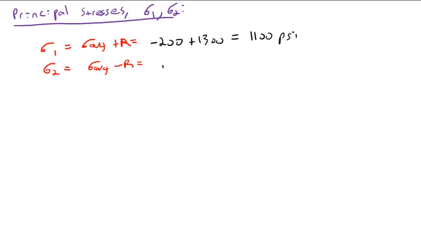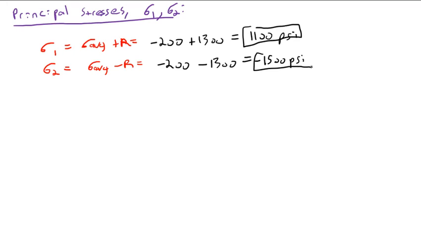And this is negative 200 minus 1300, which equals negative 1500 psi. And these will be our principal stresses. In other words, this will be our maximum. The 1100 psi will be the maximum normal stress we will ever see at any plane of rotation, at any cut angle at this point. And sigma 2 will be the absolute minimum normal stress we will ever find.